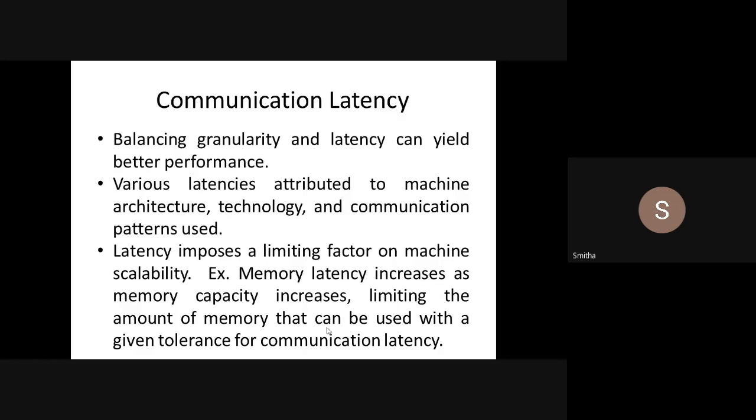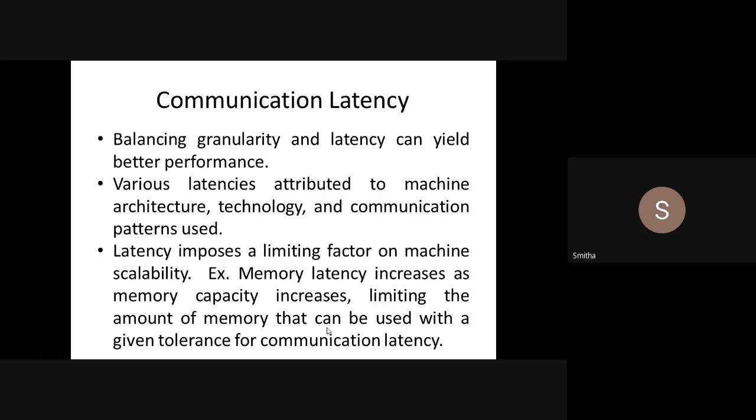So next is communication latency. Balancing granularity and latency can yield better performance. What they are telling is, as we know, if we divide the program into finer parts, then there will be more communication latency, right? But the degree of parallelism will be more. So if we try to balance the grain size and latency, then we can yield a better performance. Various latencies are attributed to machine architecture, technology, and communication patterns used.